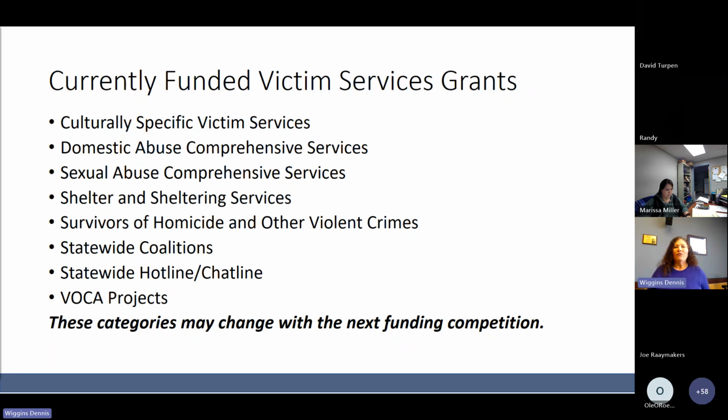And then we have what we call VOCA projects. And these are projects that are not comprehensive, but rather for an organization to provide a specific service to victims. So for example, we might fund a child forensic center and just fund one staff person there, or we might fund a mental health counselor at an organization to provide mental health counseling to victims of violent crimes. I would say that our VOCA projects are probably the most competitive.